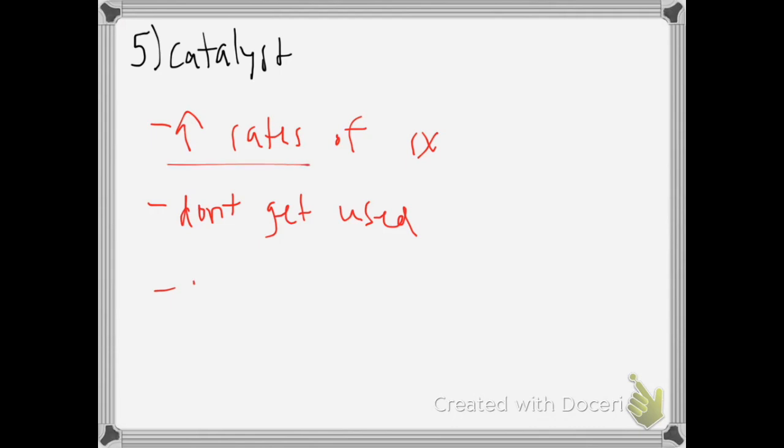So no non-spontaneous reactions. Better way of saying that: only reactions that occur in nature. So it only speeds up those reactions that would already happen. How does it do it? How do they function?